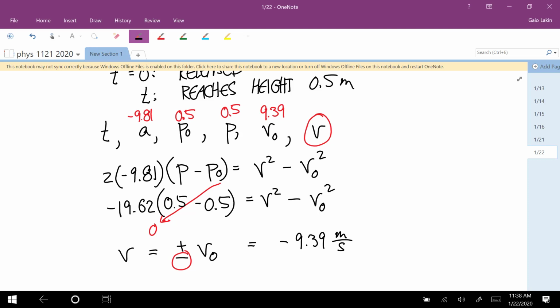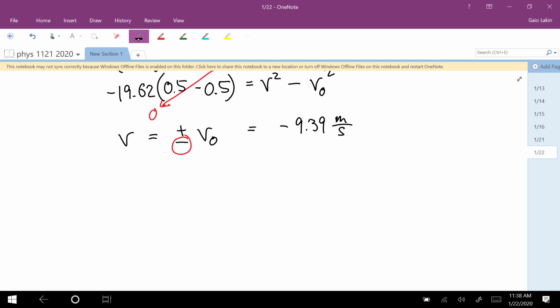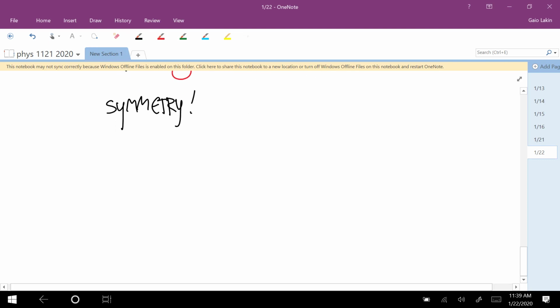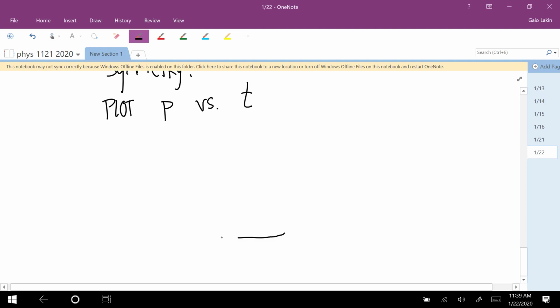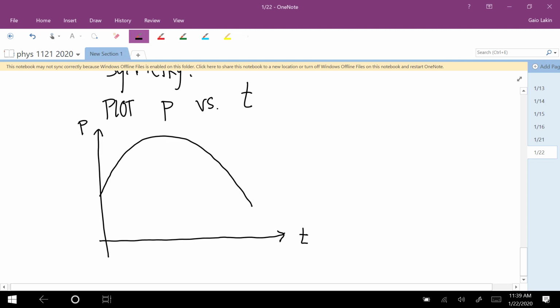Okay, and where does that symmetry come from? Well, if you plot a position versus time graph, here's the position, and here's the time, and this motion is going to be a parabola.